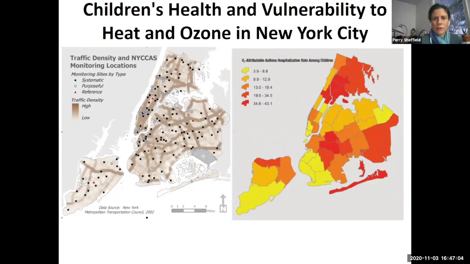And so here are a couple of examples related to that and how we're unpacking it locally. So, thinking about children's health and vulnerability to heat and ozone in New York City. The picture on the left, all the little black dots are where we have air pollution monitors in New York City. Not 100% of the time, they're on 2-week rotations, but they've been rotating these monitors to, I think it's 150 sites over the course of almost a decade now.